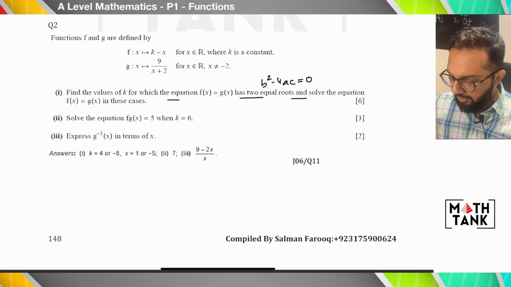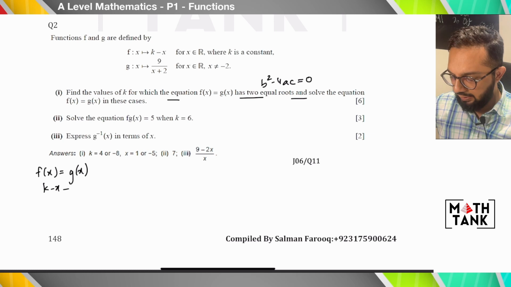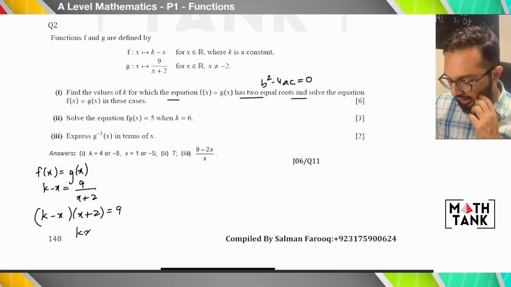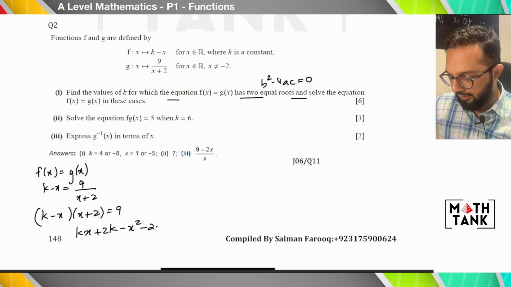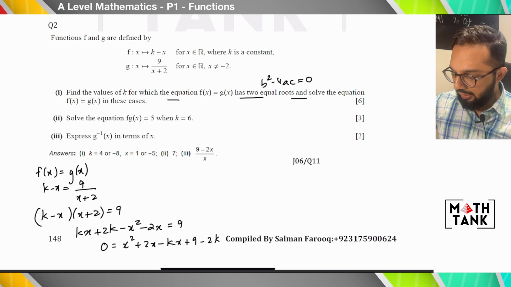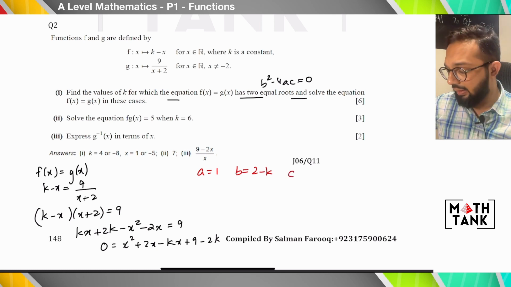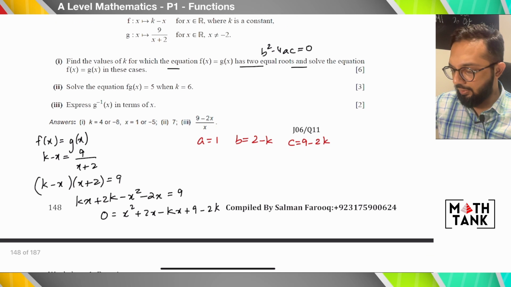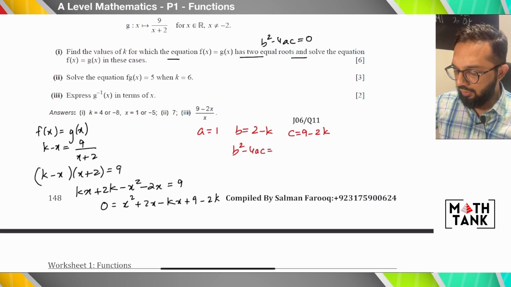So I am going to go with f of x equals g of x. So when f of x equals g of x, I have k minus x equals 9 over x plus 2. Cross multiplying this gives me kx plus 2k minus x squared minus 2x equals 9. X squared plus 2x minus kx plus 9 minus 2k. So I can then pull out a, b, and c. A is 1, b is 2 minus k, the coefficient of x, and c is 9 minus 2k. So b squared minus 4ac should equal 0.